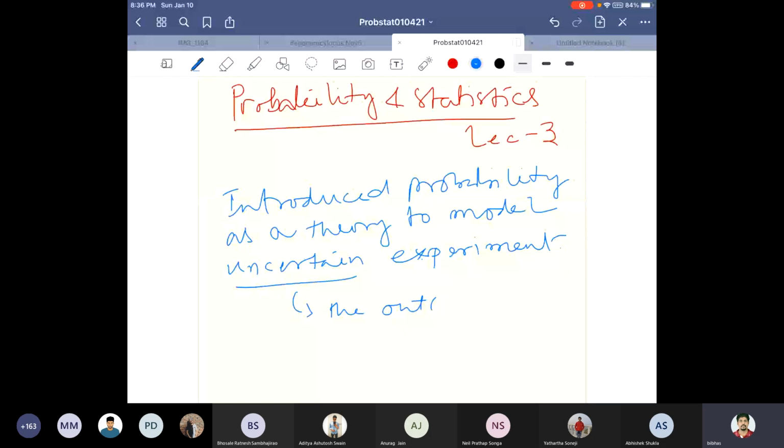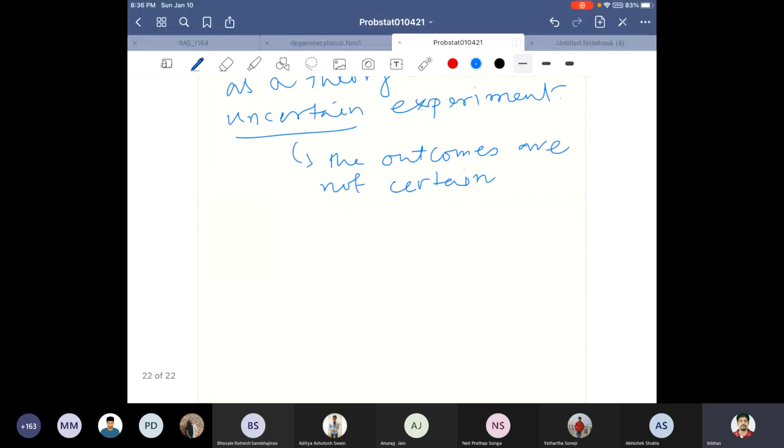So now once we have an experiment, we can consider all possible outcomes as a set, and we denoted it as S or capital omega. And we said this is what is called the sample space of the experiment. The sample points are the elements of the set. So this is a set.